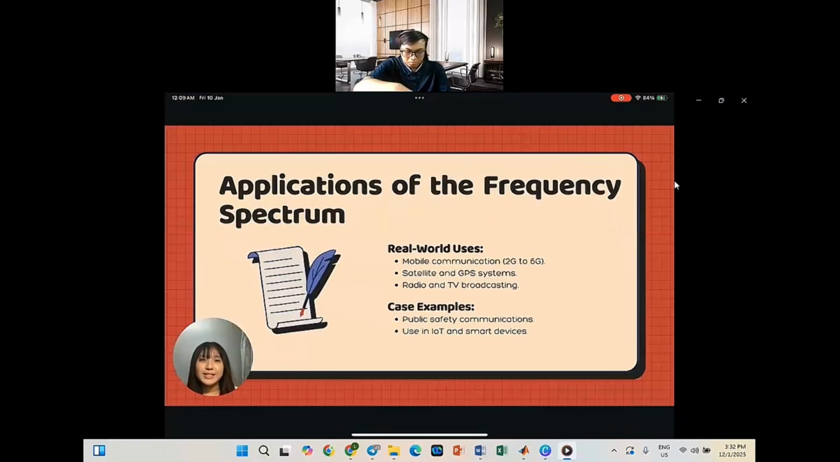Furthermore, I will be discussing the application of the frequency spectrum in communication systems. The frequency spectrum plays a crucial role in various real-world applications, for example, mobile communication, satellite and GPS systems, and also radio and TV broadcasting. There are also some specific examples, which are public safety communications and IoT and smart devices.